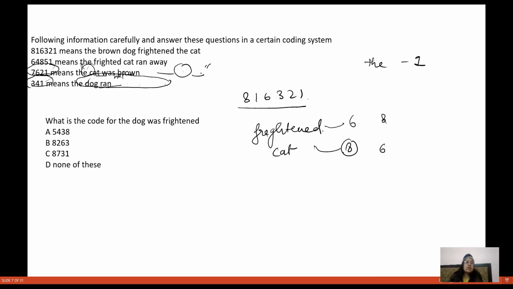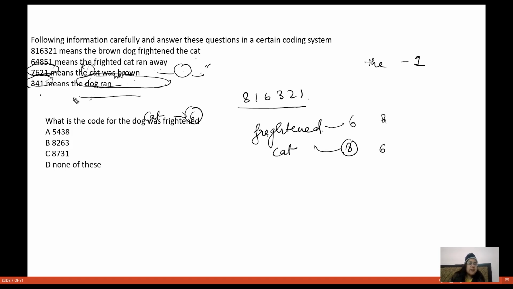Fine. So in these two sentences we find only three words common. The, we already deduced that it was 1 only. Frightened and cat is common, and we know either they can be 8 or they can be 6. Now you see the cat was brown, it is given. So when you are comparing these two, you know that only one word is common, cat, and cat is corresponding to what? 6, because only one letter is common. So cat is 6.